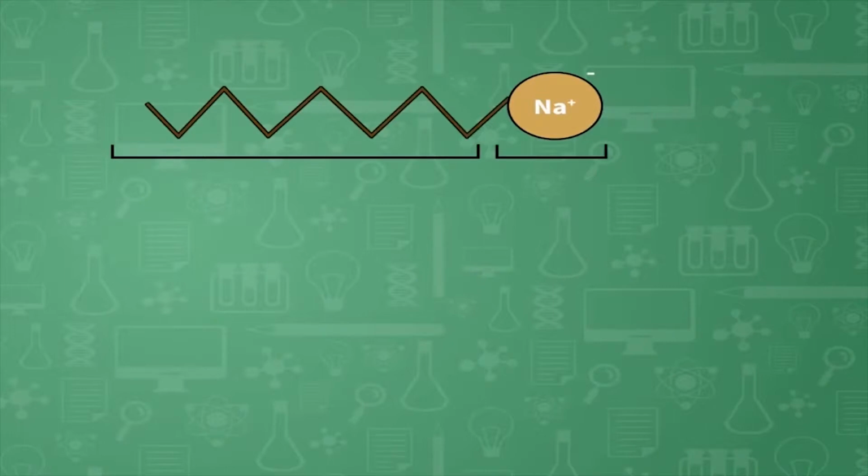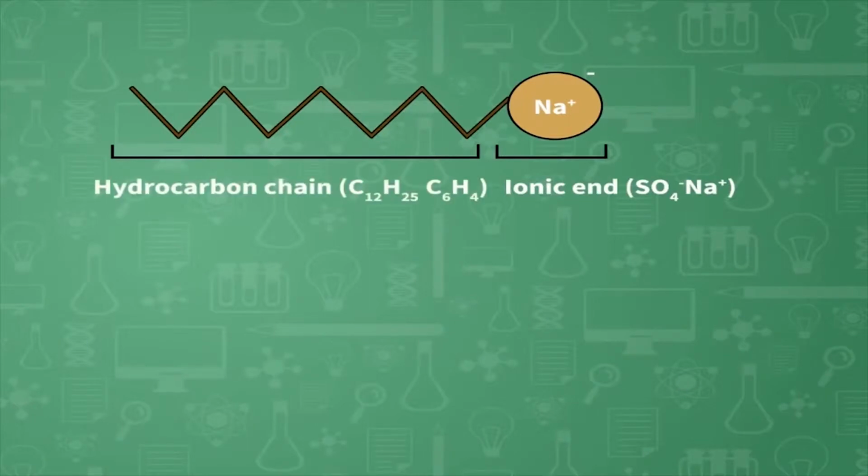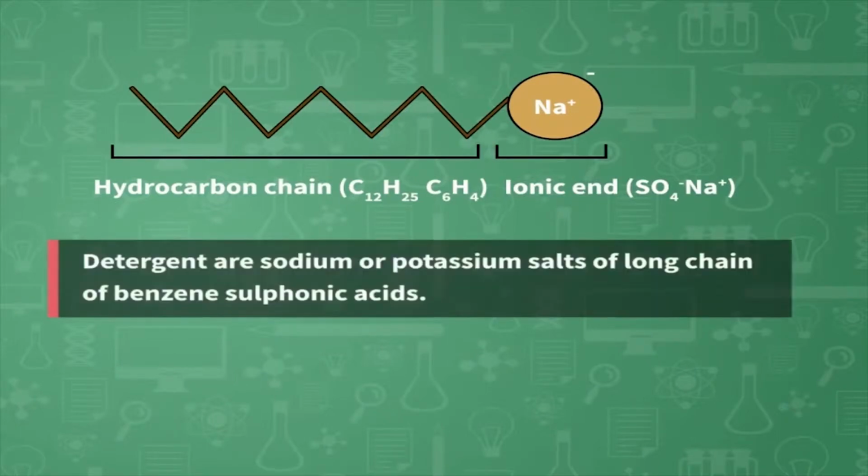Now, let us see what detergents are and how detergents are different from soaps. In the molecule of a detergent, the ionic part is not COONa. Instead, it is SO4Na, whereas the covalent part is C12H25 C6H4. Here the C6H4 is a benzene ring. Thus the detergent is a sodium or potassium salt of a long chain benzene sulfonic acid.